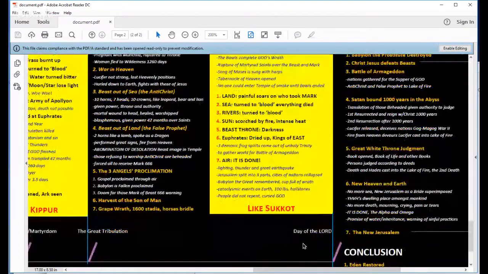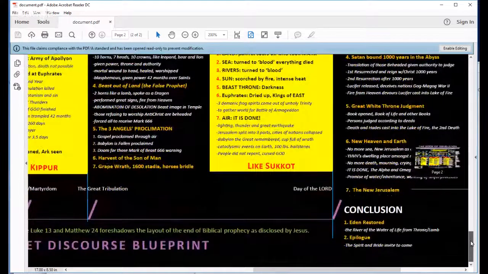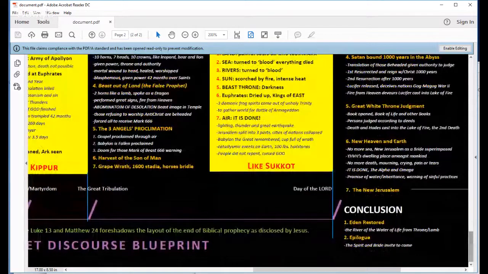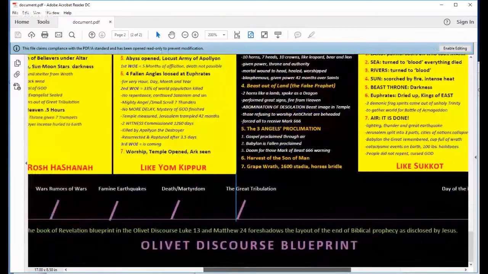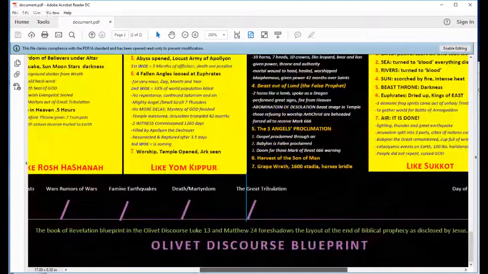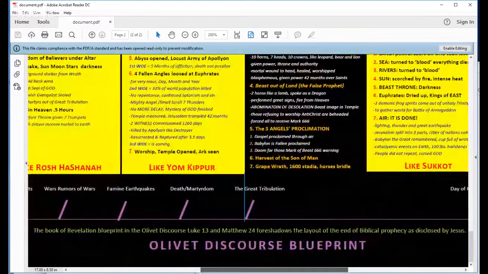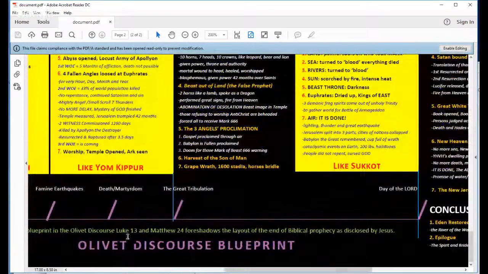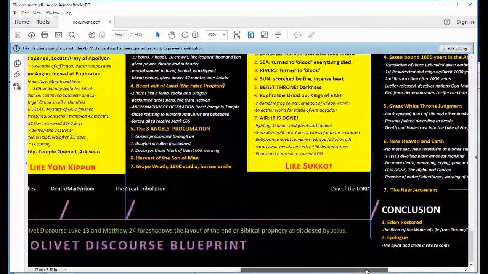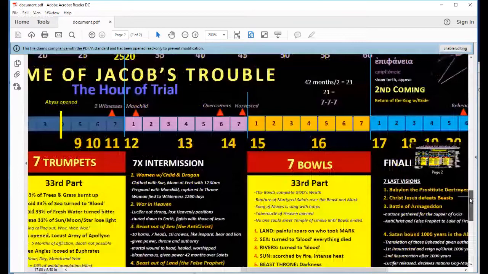And that whole thing has been the day of the Lord. People get mixed up on their terms. But anyway, as he points out here on this green text, the book of Revelation is a blueprint of the same thing in the Olivet Discourse in Luke 13, Matthew 24. They foreshadow the layout of the entire biblical prophecy as disclosed by Jesus. Jesus said those things in the Gospels, and he gave this revelation to John. So, of course, they're going to match up.